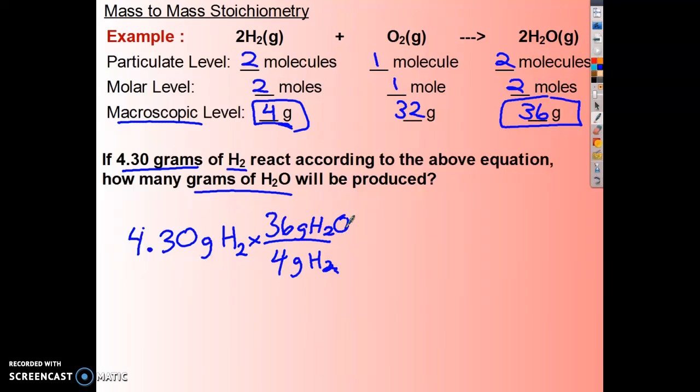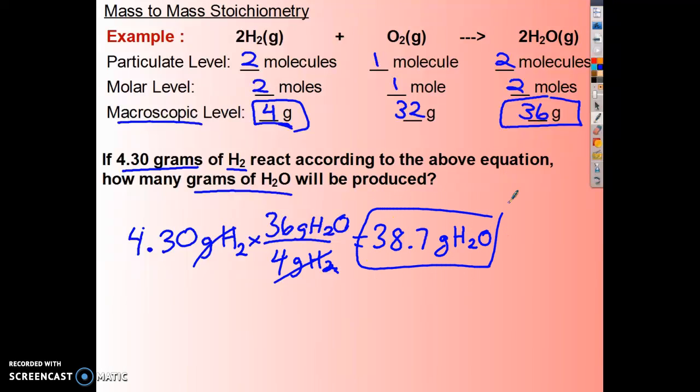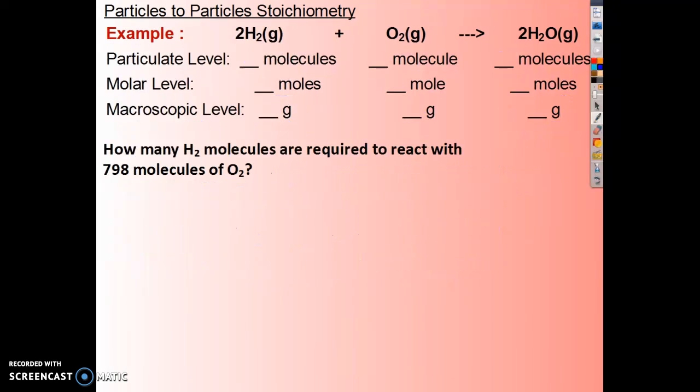Alright, so once I do that, I'll just type that into my calculator, which I'm going to get out. So I should have 4.3 times 36, then divide by 4. That gives me 38.7. And I'll keep just those 3 significant figures since we had 3 in the given information. And this is now grams of water because that's what's in the numerator here. Alright, that is now a mass-to-mass question. Nice and simple. Alright, last question will involve the number of molecules.